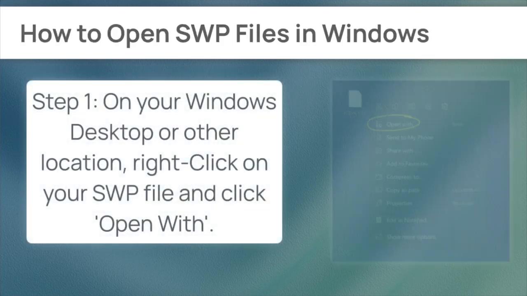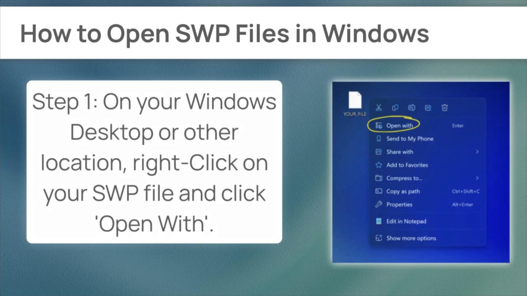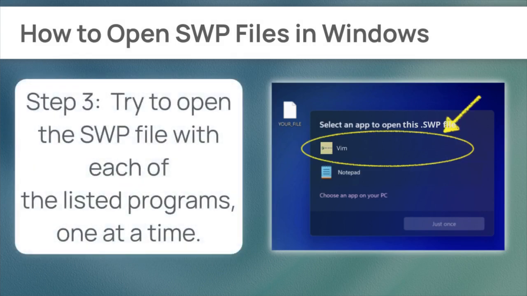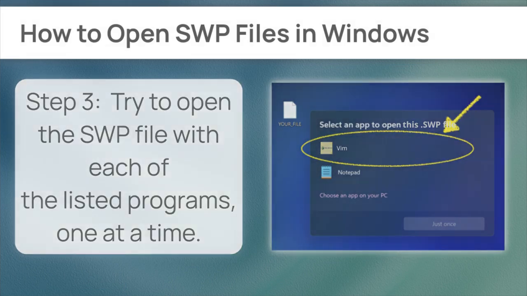Your key starting action: right-click the SWP file and select Open With. If Vim is installed, use it. If not, choose another program. Continue testing until the SWP file opens successfully.